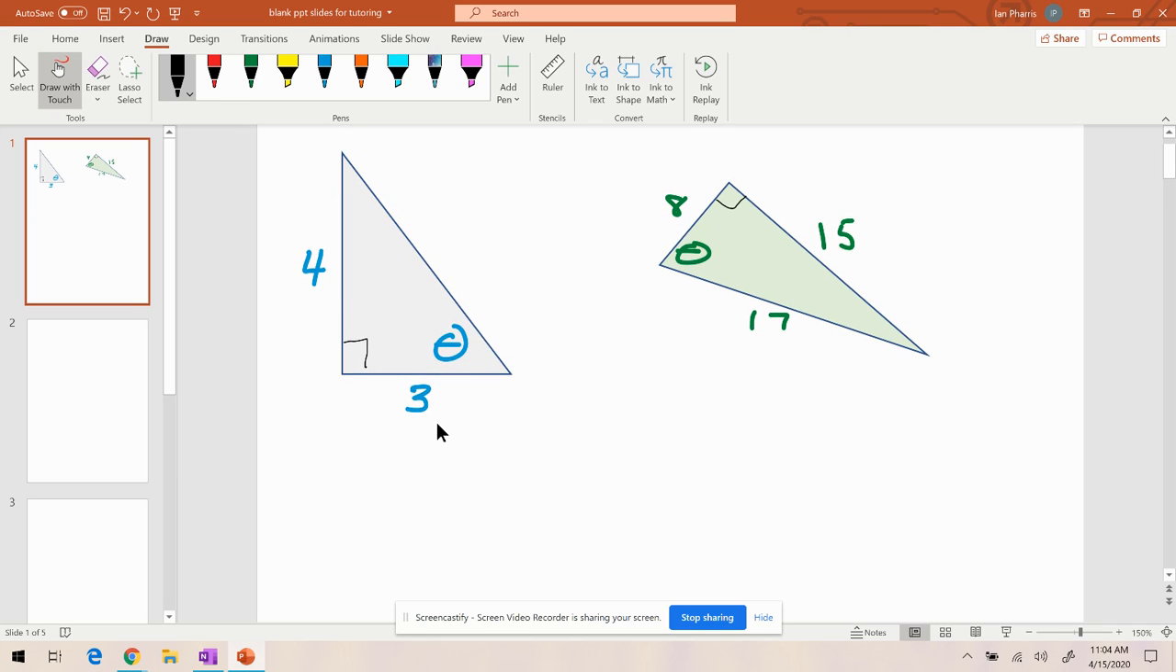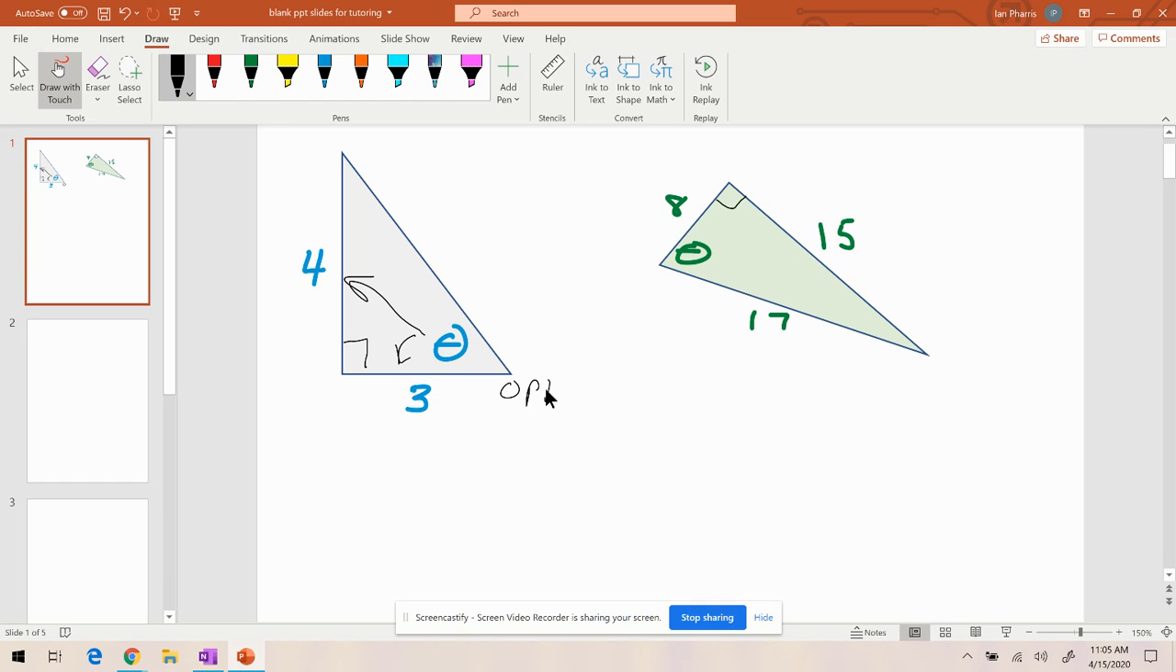Okay, here's a quick video to show how to solve with the inverse real quick. Let's say you're given a right triangle like this one right here. Here's the reference angle theta. What is the ratio that we know we're given? This is 4 and this is 3. Well, this is the opposite side and that's the adjacent side.